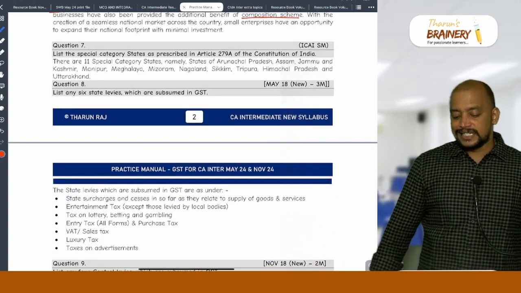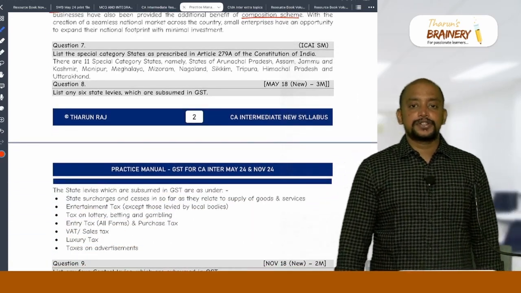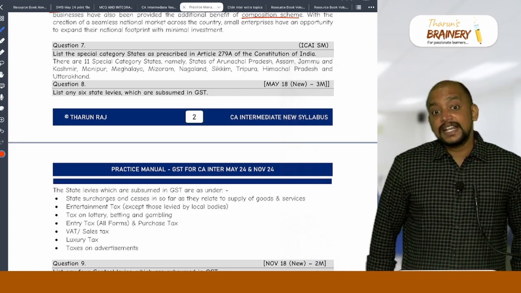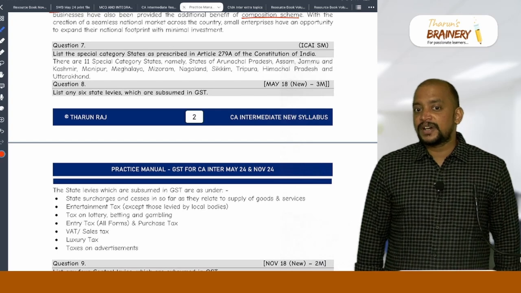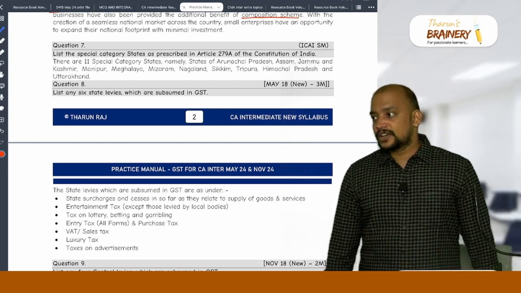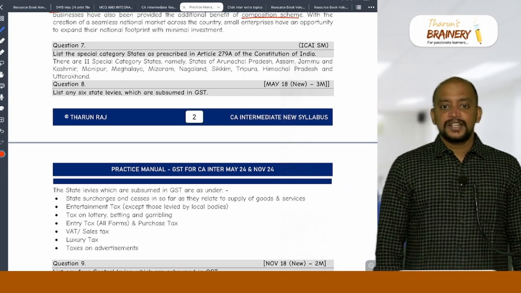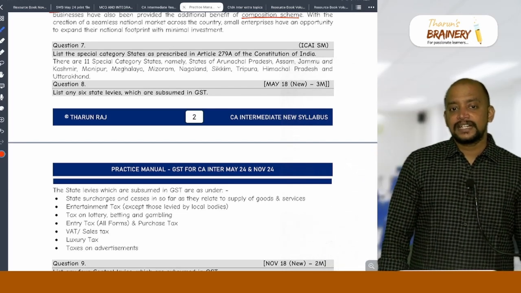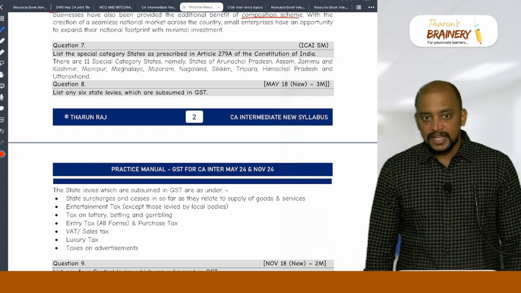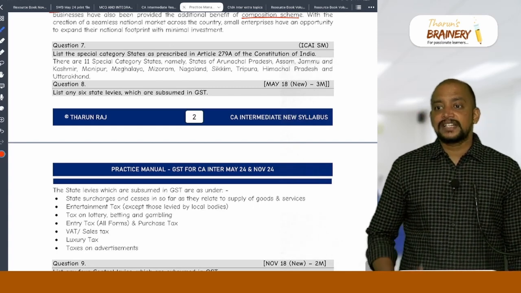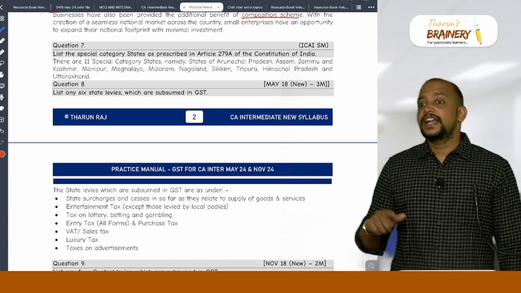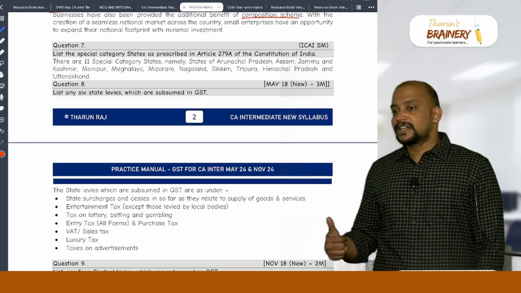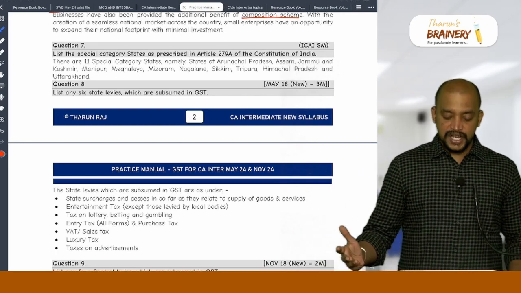List the special category states as prescribed in Article 279 of the Constitution. I told you. What are those states? MMTN, ASAM, HUJ. Do you remember, 11 states? 11 states are called special category states. What is MMTN? Manipur, Mizoram, Tripura, Nagaland. Then A, Assam, Sikkim, Arunachal Pradesh, Meghalaya. These are northeastern states. Plus HUJ: H for Himachal Pradesh, U for Uttarakhand, then J, Jammu and Kashmir.